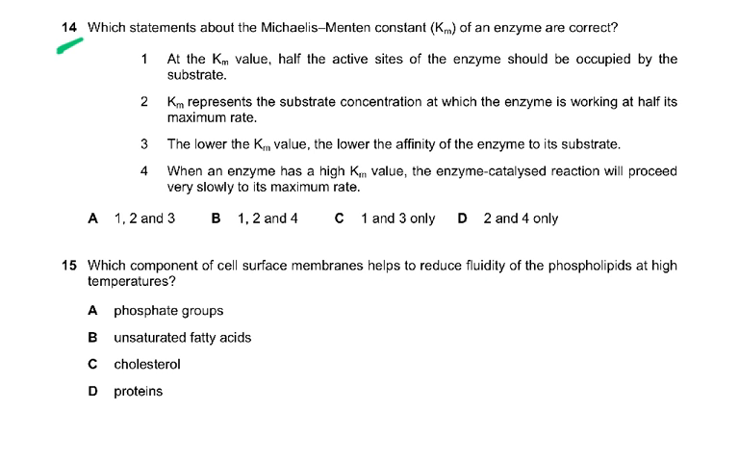Question number 14. Which statement about the Michaelis-Menten constant Km of an enzyme is correct? At the Km value, half the active sites of the enzyme should be occupied by the substrate. Yeah, well, you're right. That is correct. At Km value, half the active sites. So this is the Vmax. And then you calculate the half of it, and that is the Km.